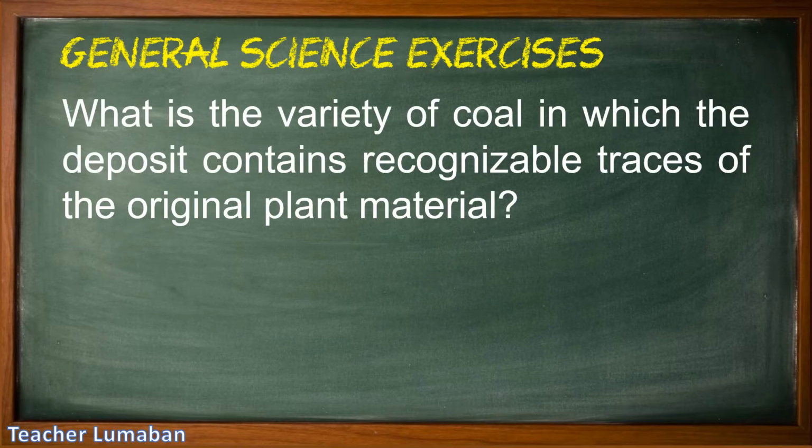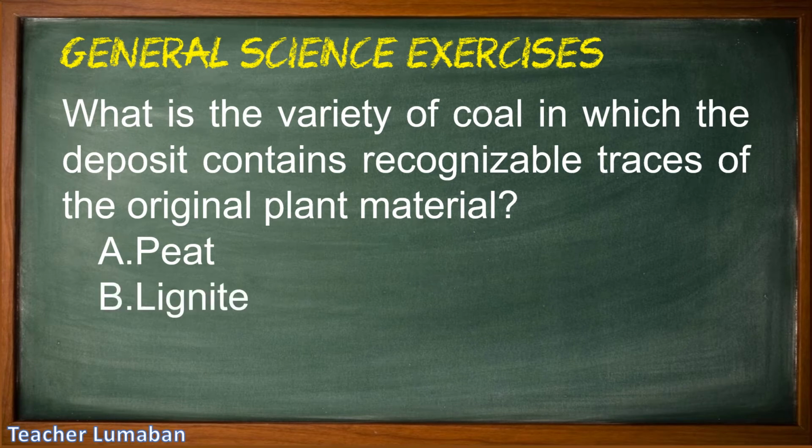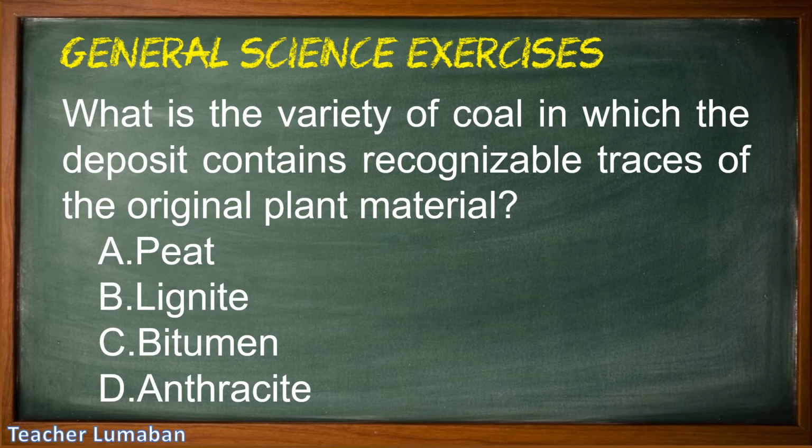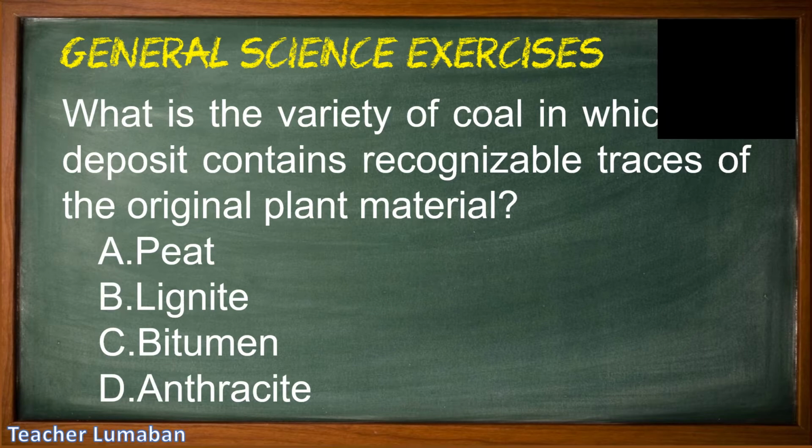What is the variety of coal in which the deposit contains recognizable traces of the original plant material? Letter A, peat. Letter B, lignite. Letter C, bitumen. Letter D, anthracite. Choose the suitable answer to the following choices in 5 seconds.